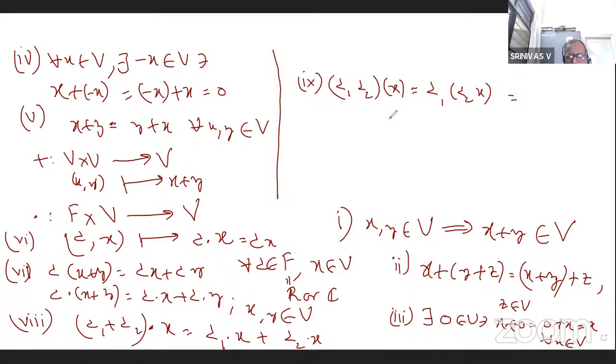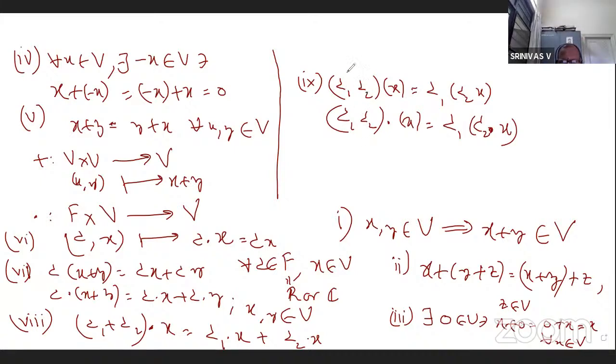Right. Okay. So here c1, c2 are scalars and x is a vector. So this is (c1 c2) dot x equal to c1 dot (c2 dot x). Okay, c1 and c2 are scalars. Between these two you have multiplication in the field F. This is the product of scalars, and here you have scalar multiplication. This is a scalar, this is a vector. So this is scalar multiplication.